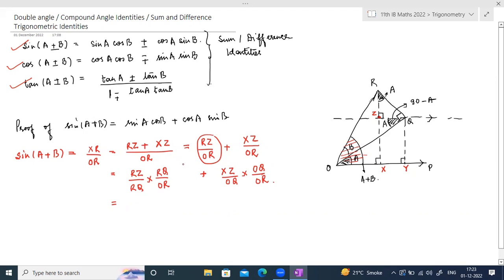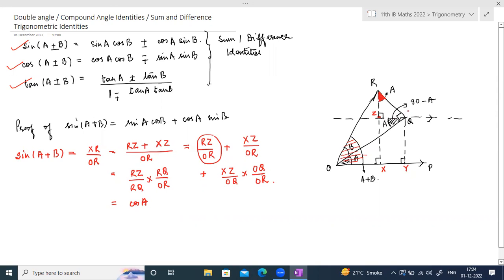Now, what is RZ over RQ? Isn't it cos A? It's tan 90 minus A? No. RZ over RQ is, look at this angle A with respect to this, sine 90 minus A. And instead of sine, let's talk in terms of A. So it will be cos of A, right?